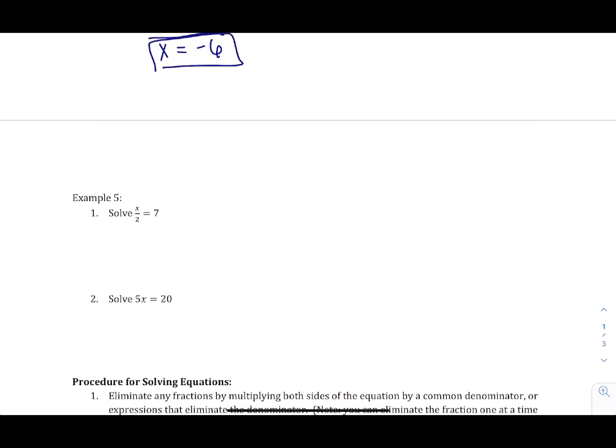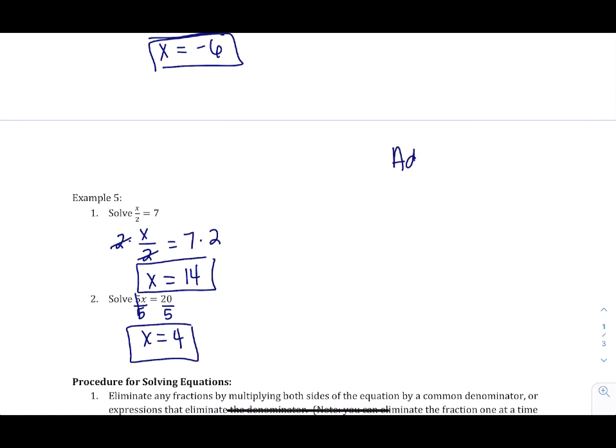When you're dealing with a division problem like this, you can multiply both sides. When you multiply 2 on both sides, here the 2 is essentially in the numerator, and 2 divided by 2 will cancel. And so x will equal 14 for this one. And then to divide both sides by 5 for this next example, that will cancel out the 5's, leaving you with x equals 4.